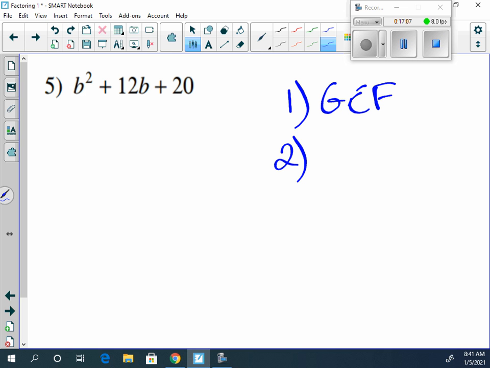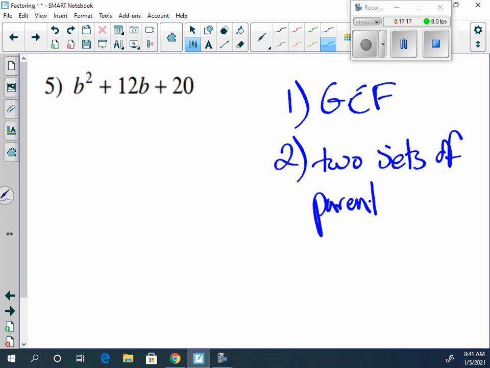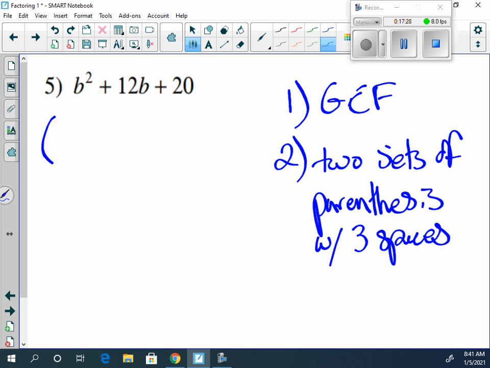Now we're going to look at factoring. Well, we're going to have two sets of parentheses with 3 spaces. So hopefully this is coming back. It might take a problem or two, but this is probably going to jump back into your head. 2 sets of parentheses with 3 spaces.